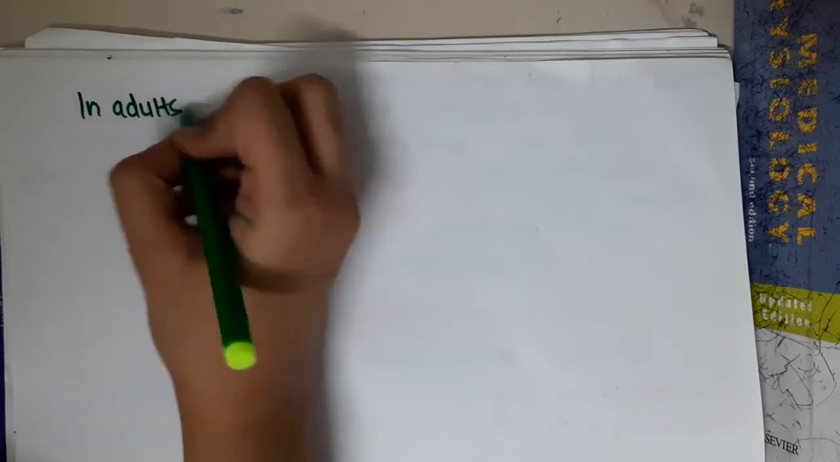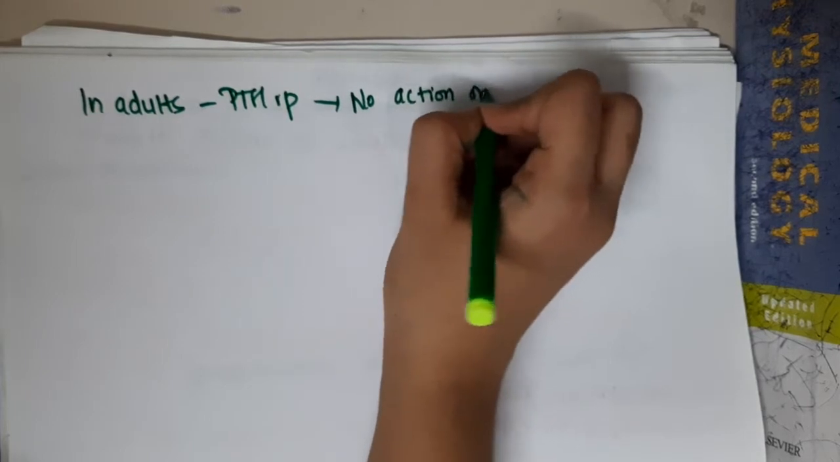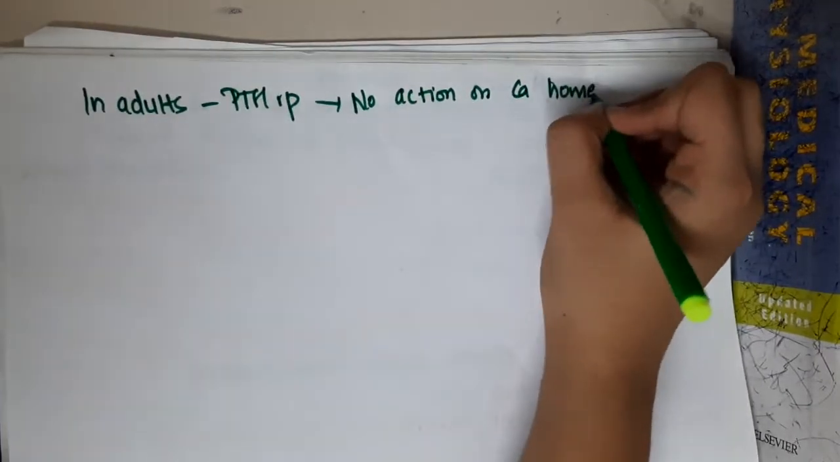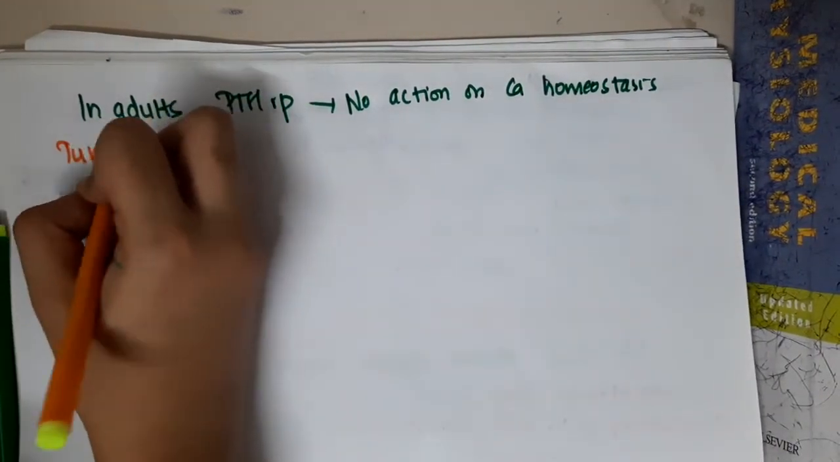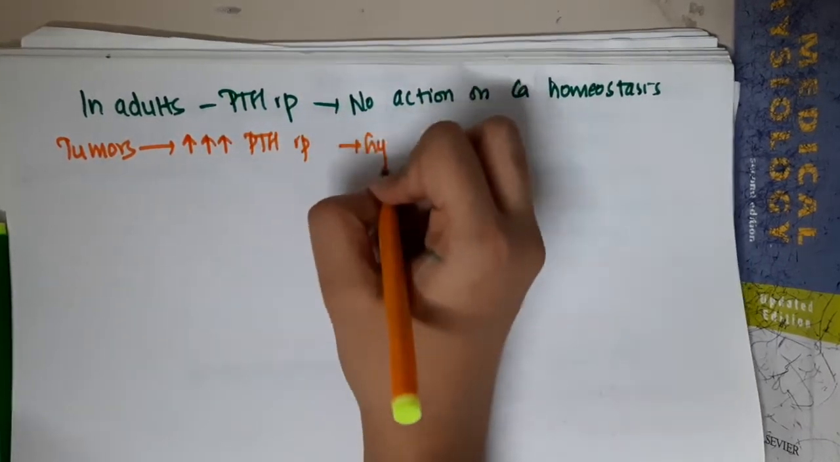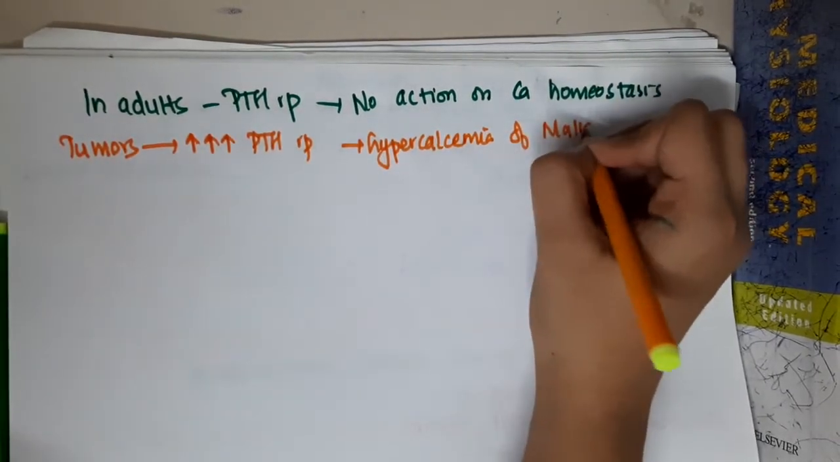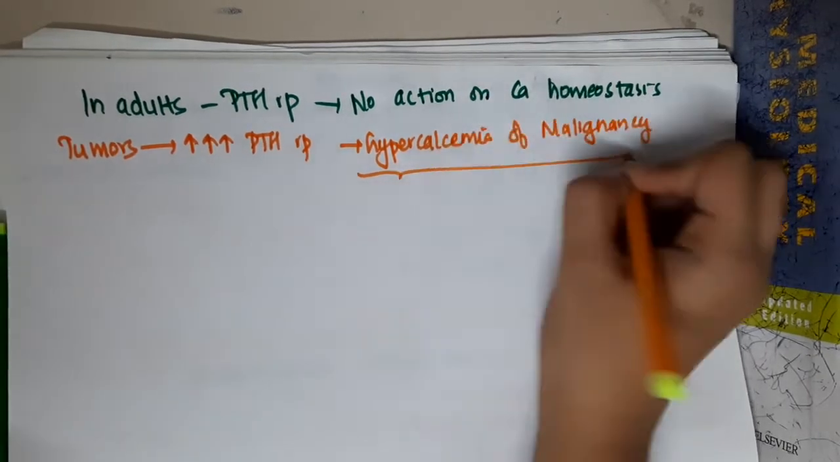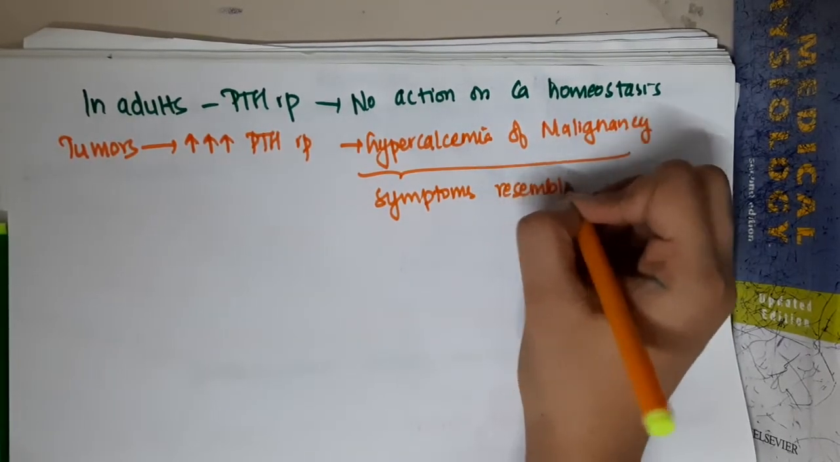But if you see in adults, the parathormone related peptide has no action on calcium homeostasis. But whenever certain tumors secrete high levels of parathormone related peptide, it produces something called hypercalcemia of malignancy, and thus it will have symptoms which resemble hyperparathyroidism.